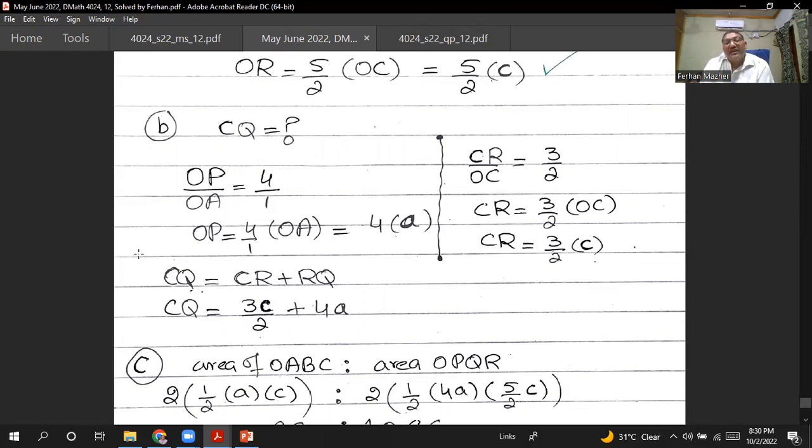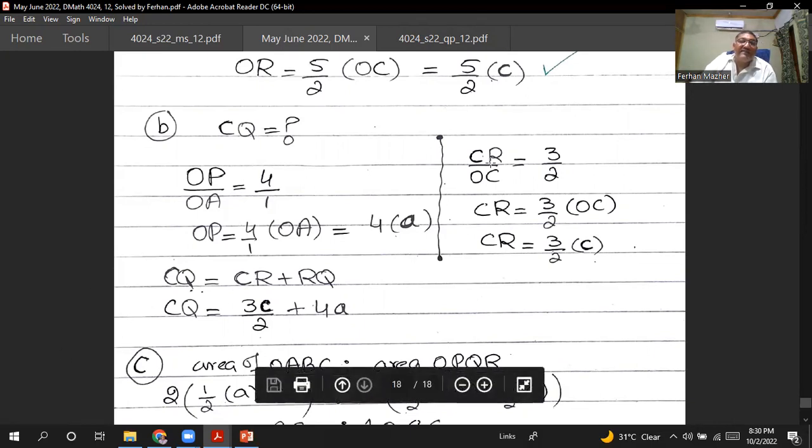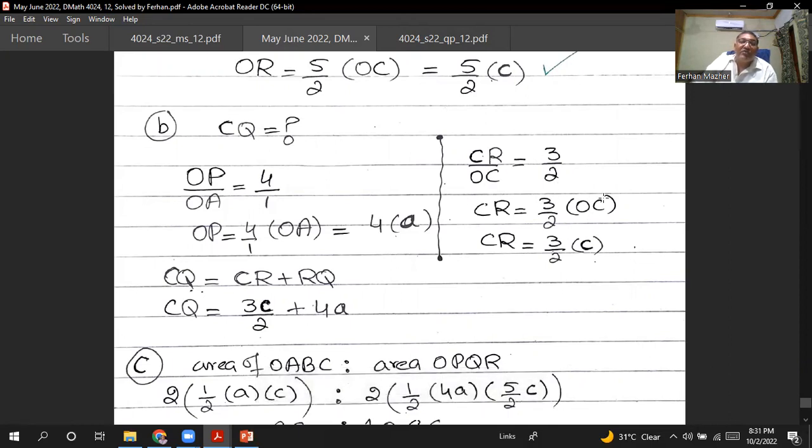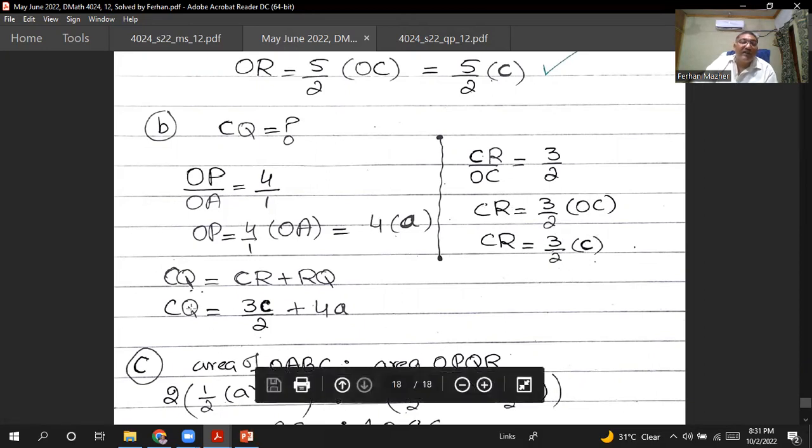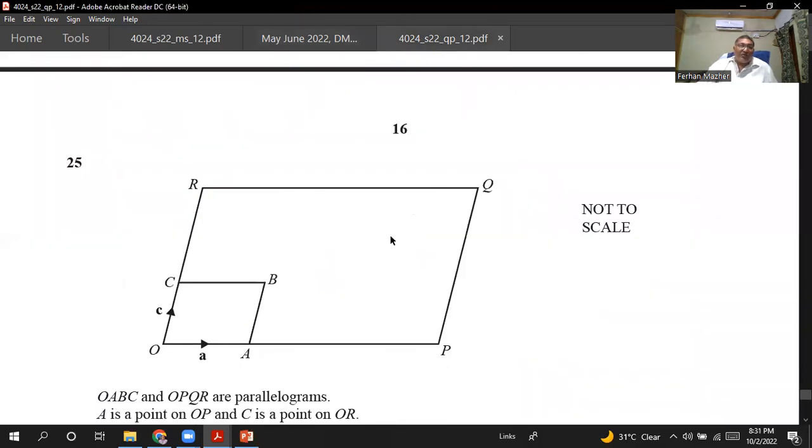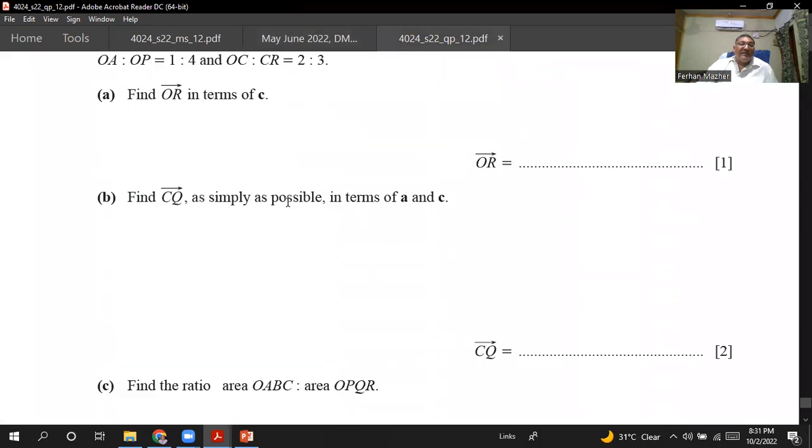Then the CQ, the bypass for the CQ will be from C go to R and from R go to Q. Okay. So CQ will be equal to CR plus the RQ, and the CQ will be 3C by 2 plus 4A. So from where I get the CR value: CR divided by OC is equal to 3 by 2. CR will be equal to 3 by 2 into OC, and the OC is the vector C. So CR will be 3 by 2 C. This value I have used here. This is the bypass for the CQ. I hope you understand. If you have your hard paper in front of you, then it will be relatively easy.